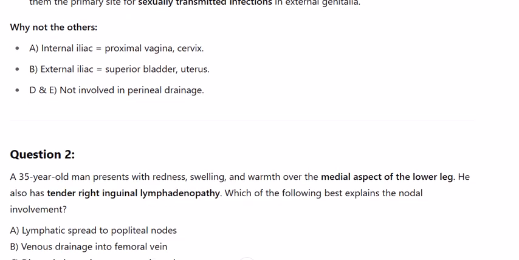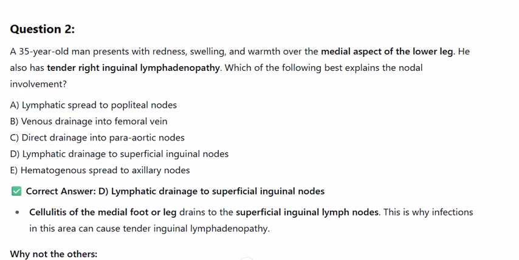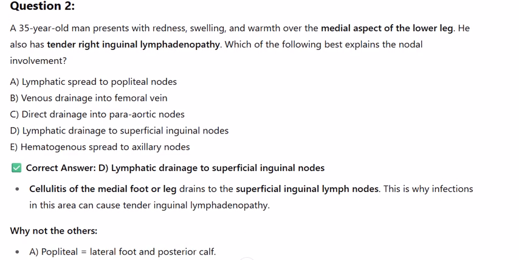Question 2. A 35-year-old man presents with redness, swelling, and warmth over the medial aspect of the lower leg. He also has tender right inguinal lymphadenopathy. Which of the following best explains the nodal involvement? A. Lymphatic spread to popliteal nodes. B. Venous drainage into femoral vein. C. Direct drainage into para-aortic nodes. D. Lymphatic drainage to superficial inguinal nodes. E. Hematogenous spread to axillary nodes.